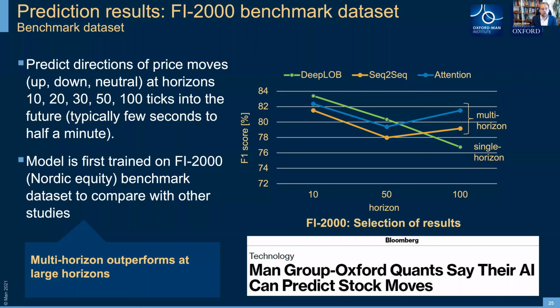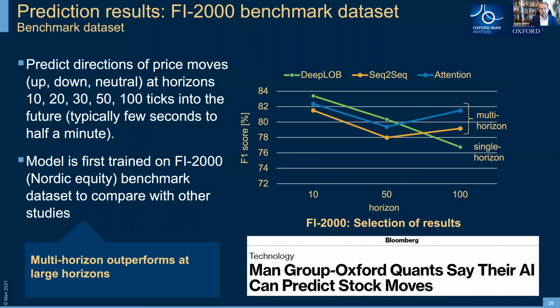So here we look at future horizons, 10 ticks, 20 ticks, 30, 50, and 100 ticks into the future. And I want to make predictions of whether the market is going up, down, or neutral. So that's a form of classification task. I can speak about accuracy for the classification task, but if the model is slightly not fully balanced, it's sometimes easier to talk about the F1 score, which is effectively the harmonic mean of precision and recall. It's just a measure to say how good this classification model really is.